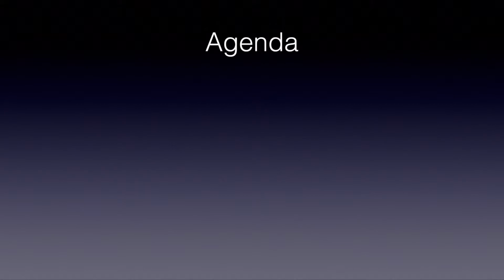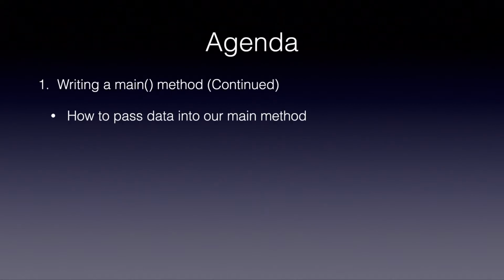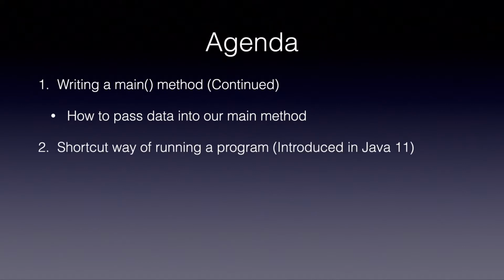All right, let's look into the agenda for this video. So we will look into how to pass the data into the main method. We have written the main method previously. Now we'll see how to pass data into the main method from the user. We will see a shortcut way of running a program. This concept was introduced only in Java 11.